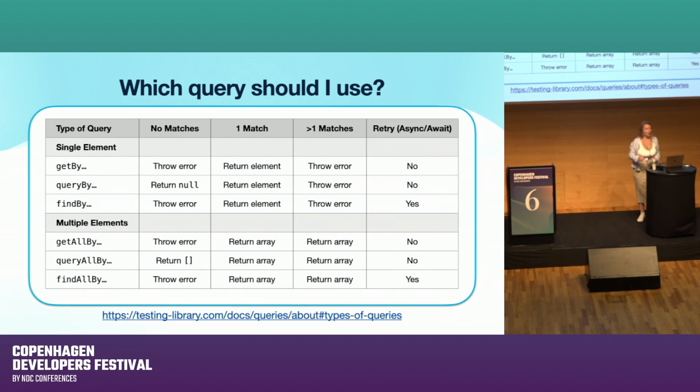Find queries then are async, and for Angular, they'll trigger a change detection cycle for you before querying for a match. Find is a combination of get and wait for, and it will retry looking for an element up to 1,000 milliseconds, which, in Angular, can be helpful for avoiding fake async in our tests.